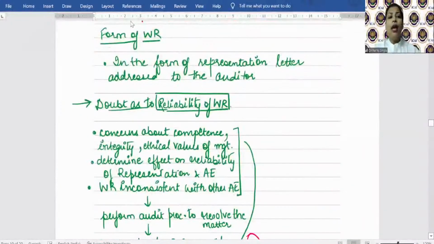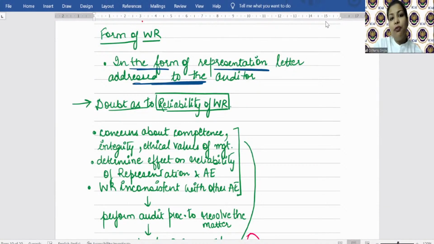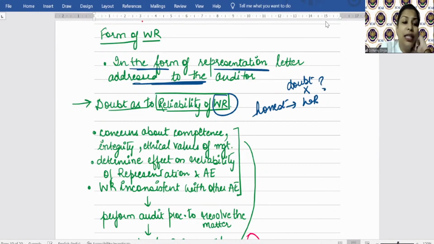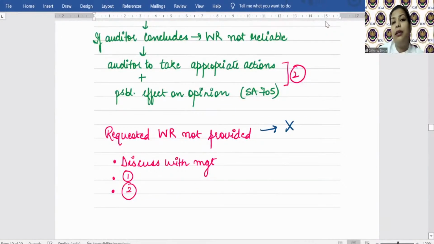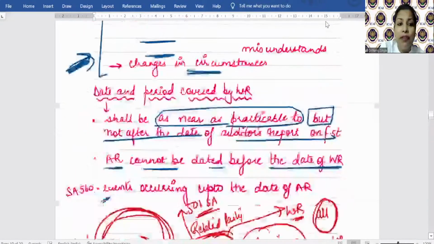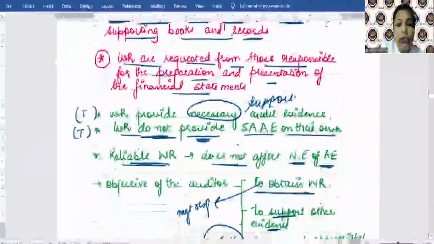Now, it will be in the form of representation letter addressed to the auditor. Like it will be on the letterhead of the client addressed to the auditor. Okay? Now, if there is a doubt with respect to reliability of written representation, auditor को लग रहा है that management ना honest है ही नहीं, management की written representation पे ना doubt है auditor को. Or the other case which is discussed is if management is not providing the written representation. So basically here we will be discussing this case जो I told you ना, to respond appropriately.